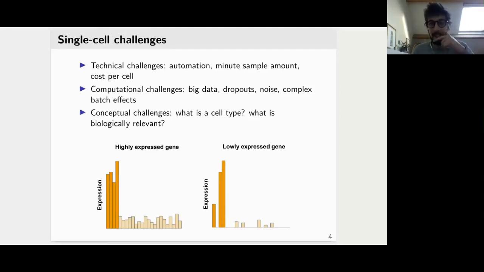And here I think this is very interesting and more philosophical, let's say, more food for thought: with single-cell data, we can think about what is actually a cell type.